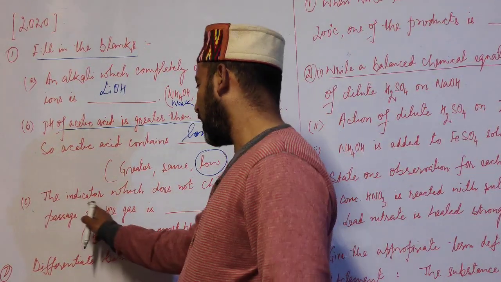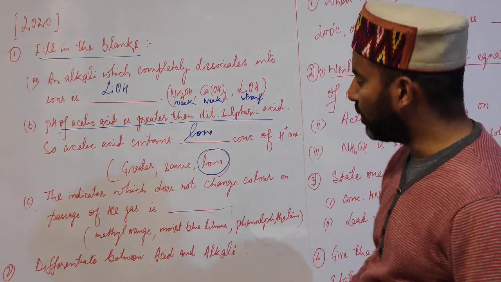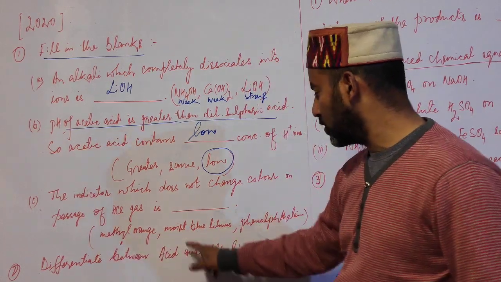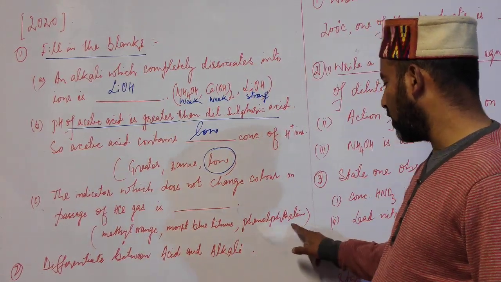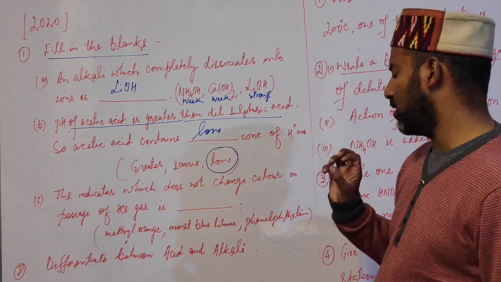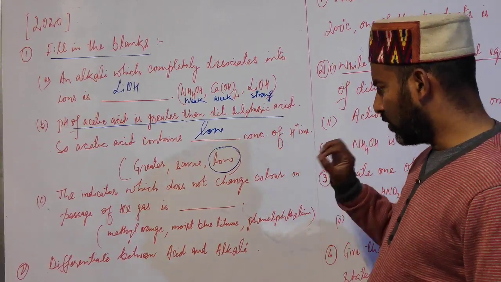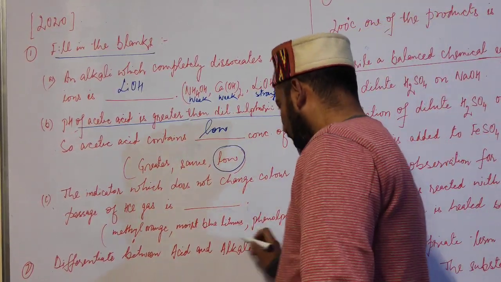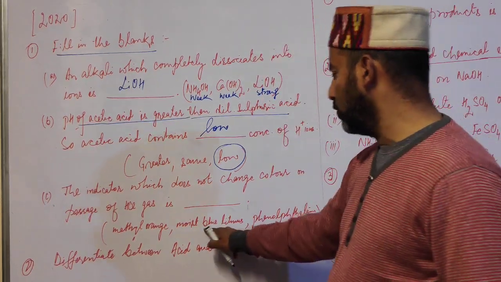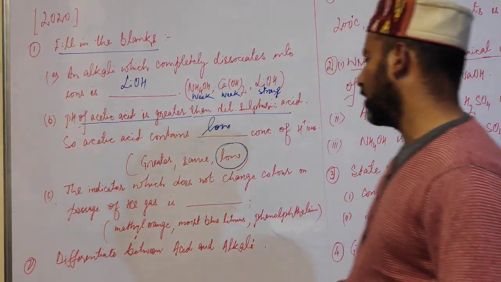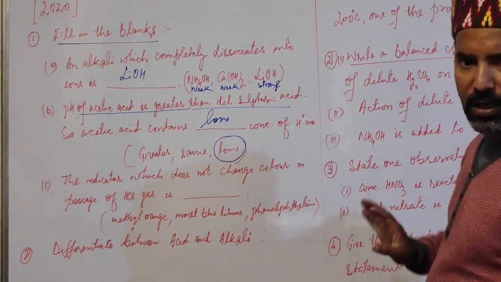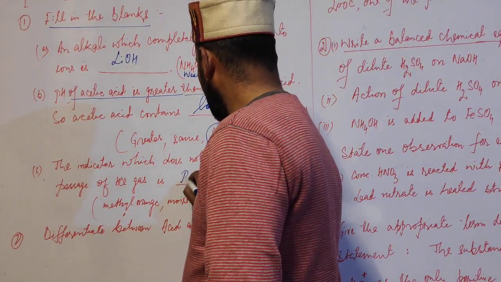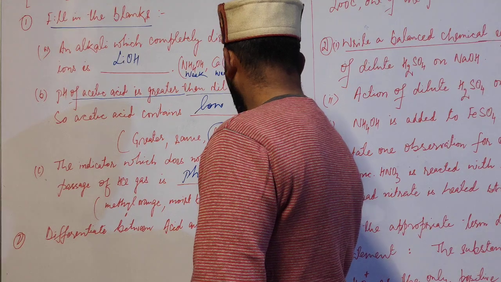Now students, the indicator which does not change color on the passage of HCl gas is, again we have three options: methyl orange, moist blue litmus and phenolphthalein. And students, we know that when we add phenolphthalein to an acidic solution, there is no color change. In all other cases there will be a color change, because blue litmus turns red, and methyl orange gives a color change, but only the phenolphthalein will remain colorless. So here the correct choice is phenolphthalein.